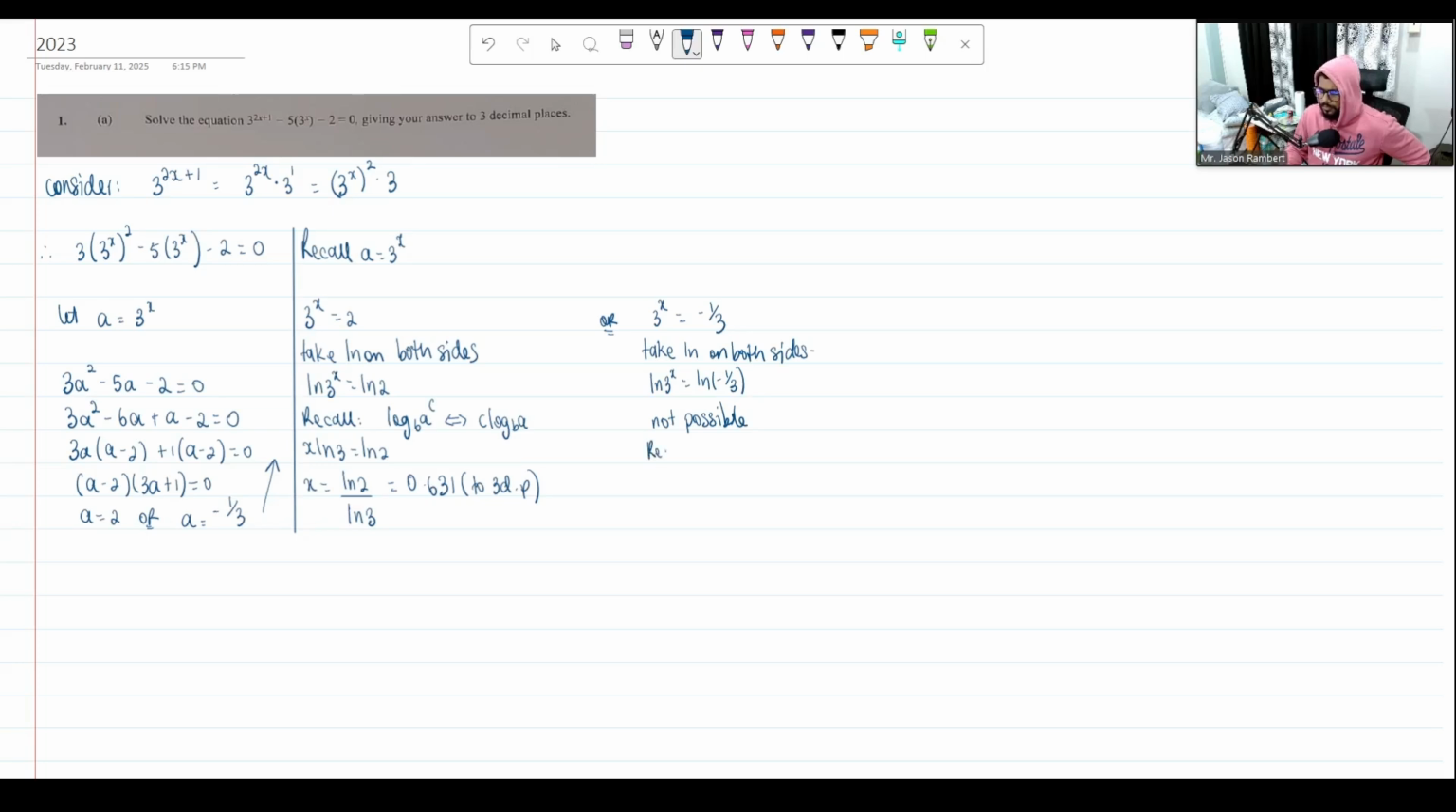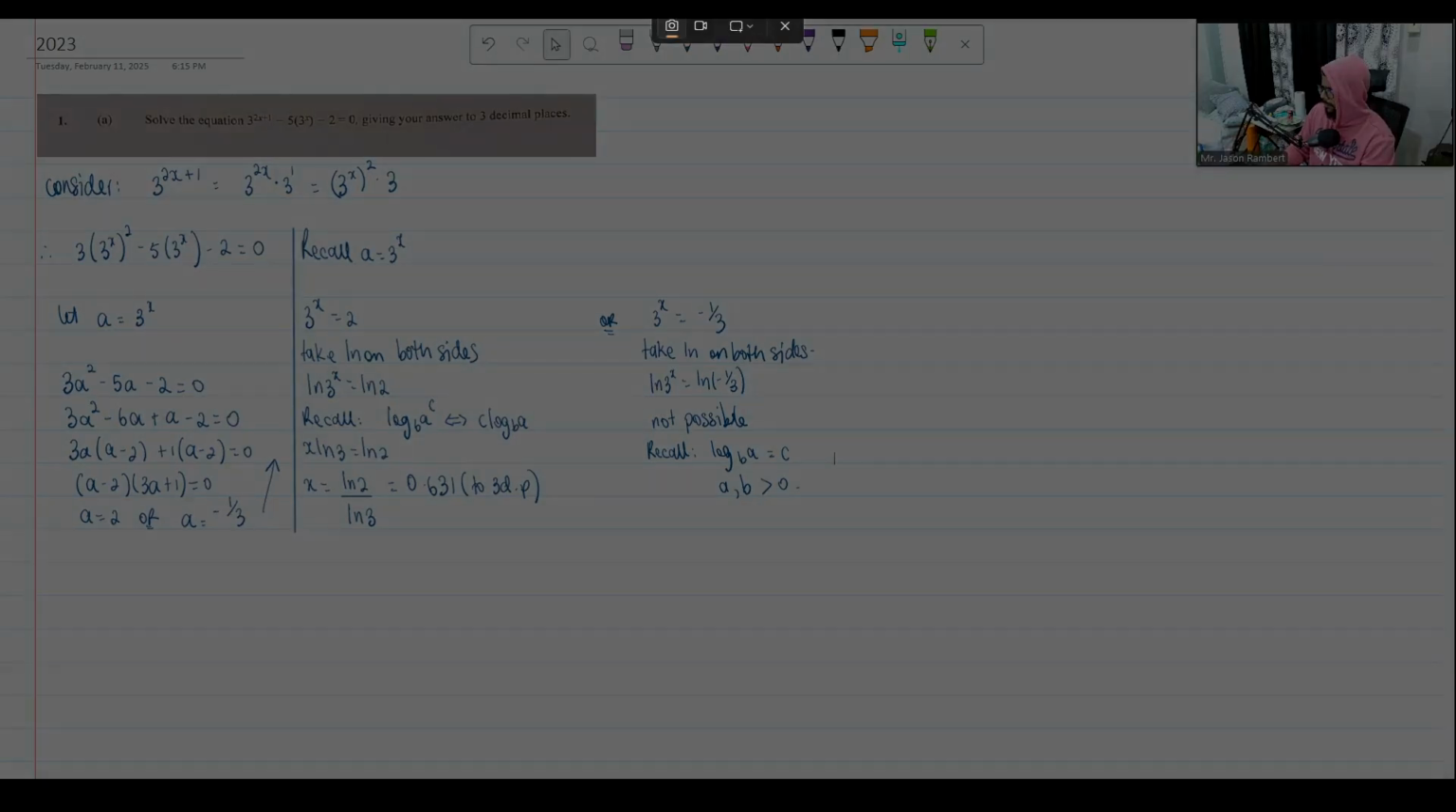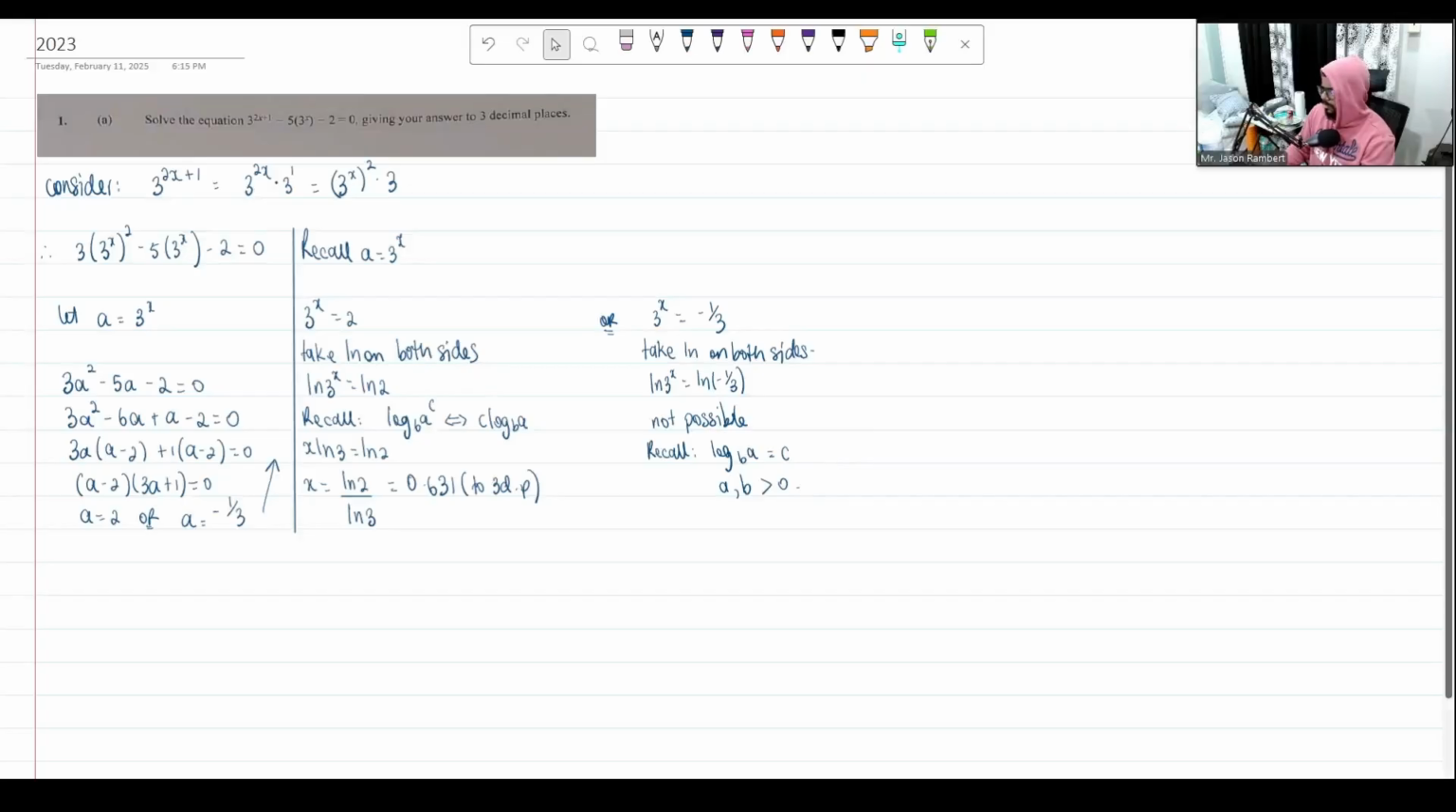since, and I'll recall, if log of a to base b is equal to c, both a and b must be greater than 0. This here is the reason it's not possible. All right, so that's one part A, 5 marks.